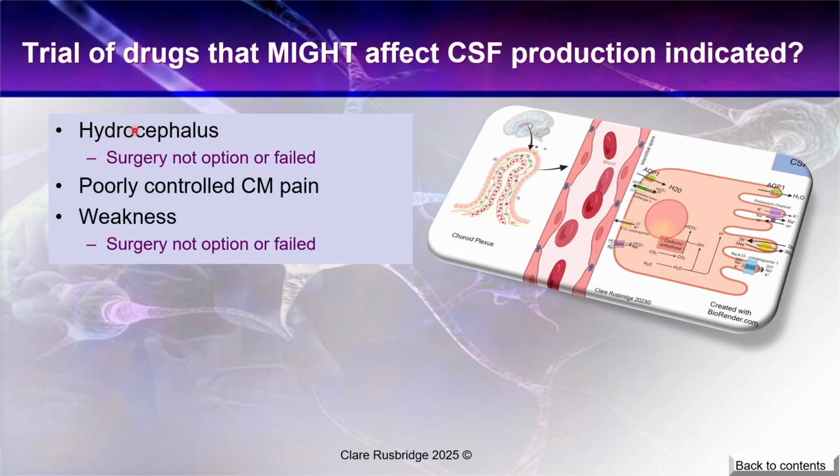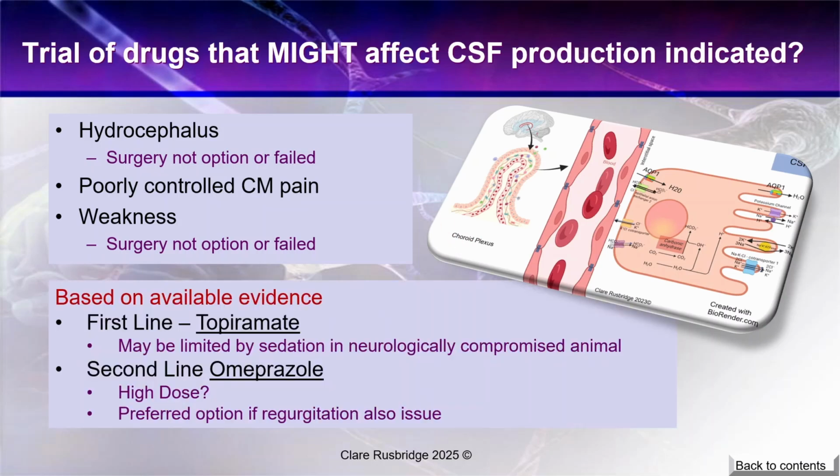This might be dogs with hydrocephalus, and I don't mean ventricular dilatation, I mean clinical signs due to that ventricular dilatation. Dogs with very poorly controlled pain and weakness where there isn't a surgical option. And I'm putting here this little slide which is showing CSF production. Again, there's a YouTube video supporting this.